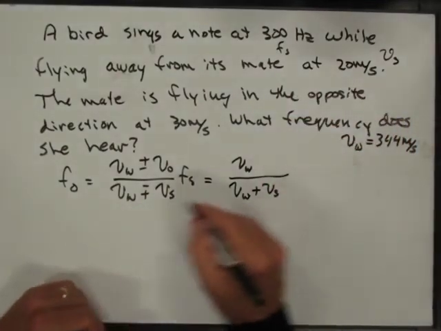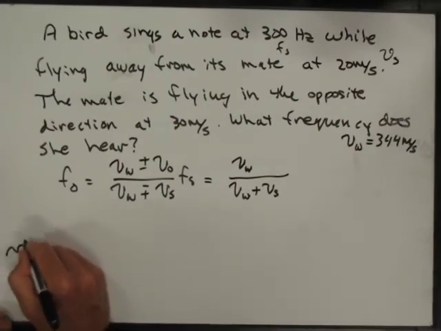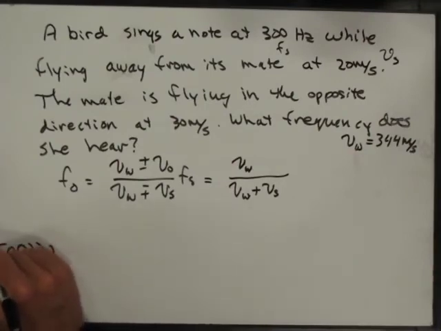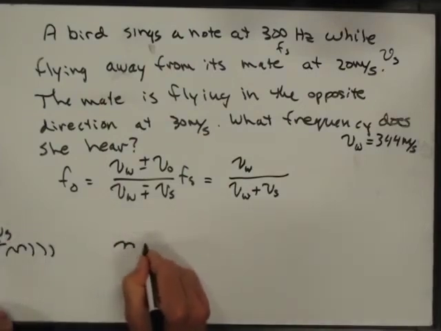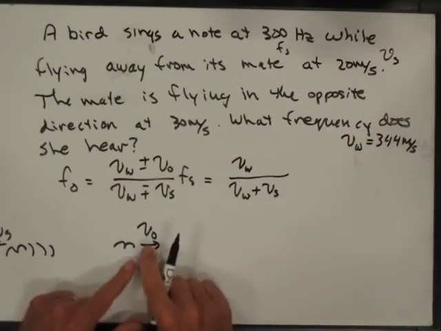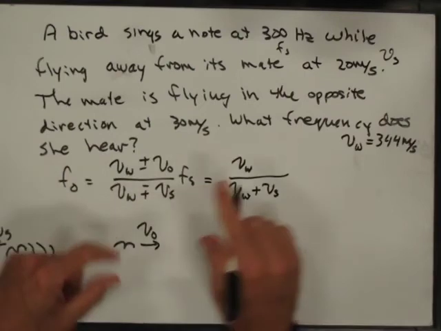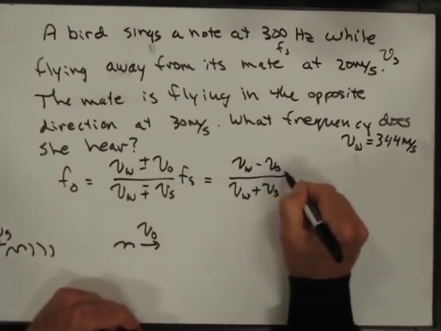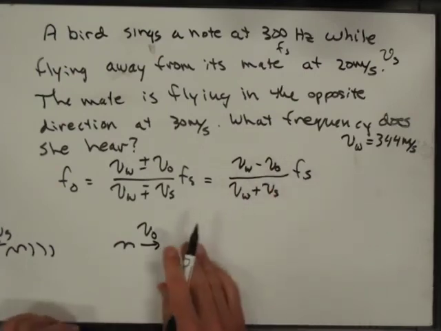have one bird. I don't know how to draw a bird. So here's a bird. This is a source, right? But it's going this way. Velocity of source. Well, this is the mate, and it's going this way. That's the observer. And so they're both receding, and so that means it's the bottom sign for both, and so it's minus velocity observer times the frequency of the source, right? And so this is the formula that I use for this one.